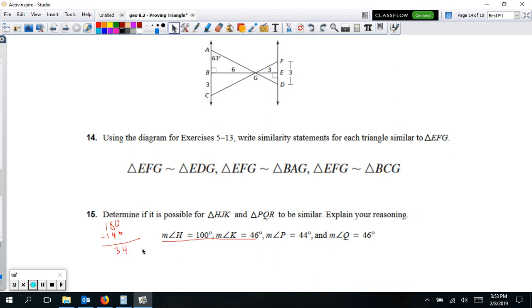And since that is not the same as 44, then these are not similar. So they are not similar triangles. So we say no, the measure of angle J is 34 degrees, so the triangles cannot have two congruent pairs of angles then.